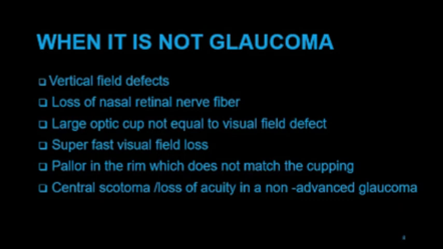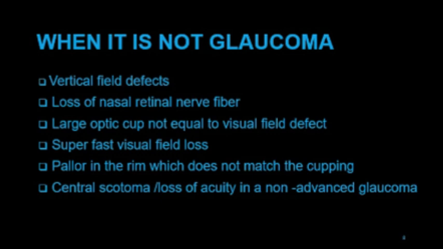And then thirdly, a large optic cup not equal to visual field defect. You are seeing a large cup, and you think that when you do your CVF, you will see a damage corresponding to the cup, but what you are seeing in your ophthalmoscopy and your visual field are not aligning; likely you are not dealing with glaucoma. Again, super fast visual field loss. Glaucoma is a progressive loss in vision, so it is never super fast. Every time you see a super fast visual field loss, likely you are not dealing with glaucoma.